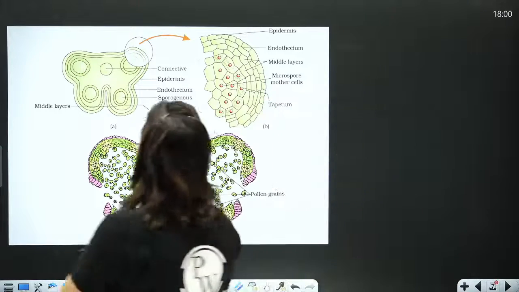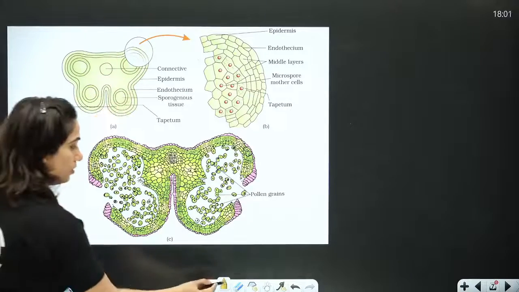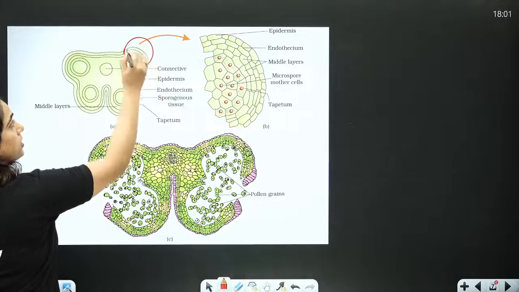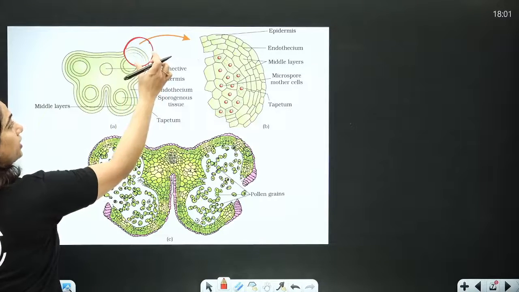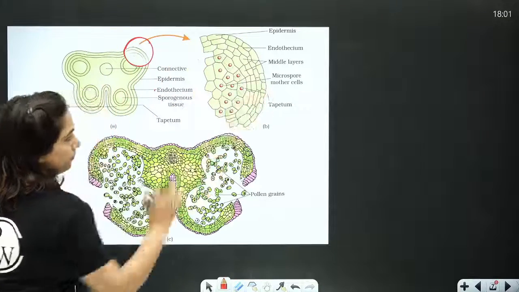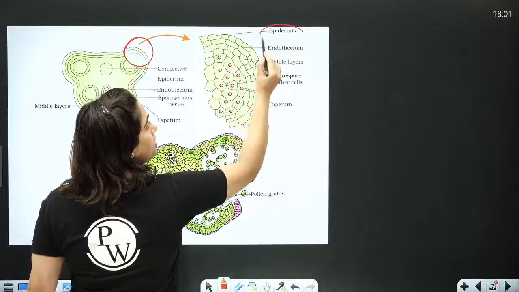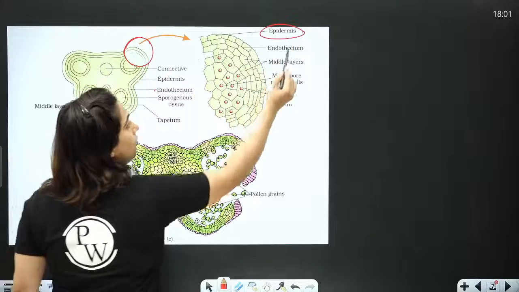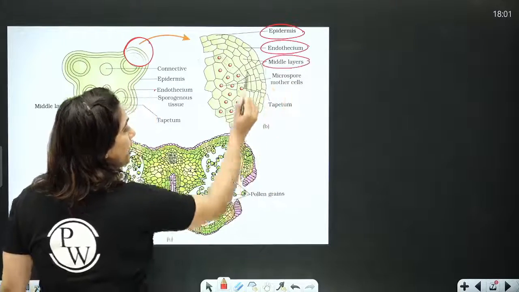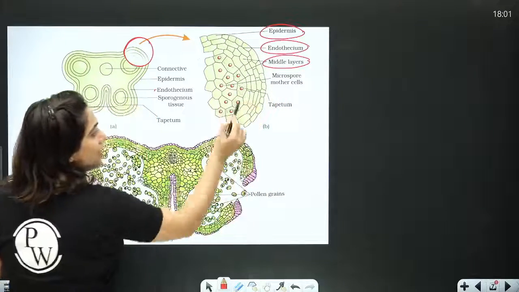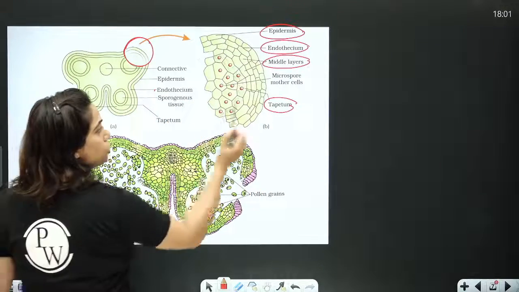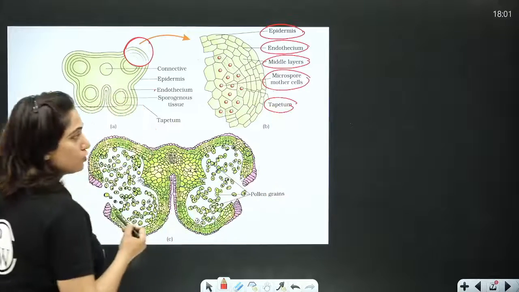See, this is the part here. We are focusing on the anther wall, the wall of the anther. When we focus on it, we see this. The outermost layer is the epidermis. Inner to epidermis, there is endothelium. Inner to endothelium, there are middle layers. Inner to middle layers, there is the tapetum. And finally, inner to tapetum, there is the sporogenous tissue, which ultimately forms the microspore mother cells.